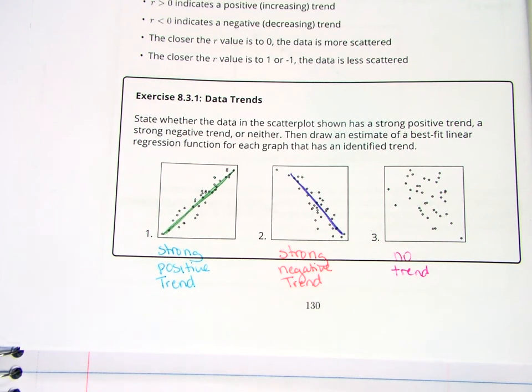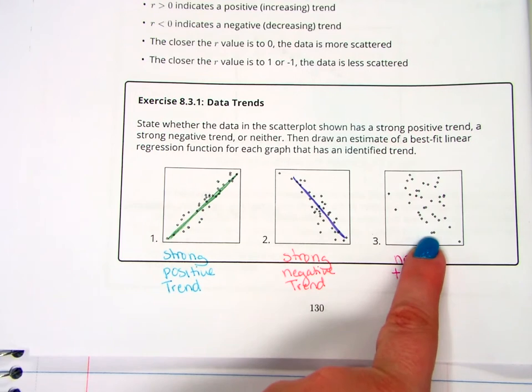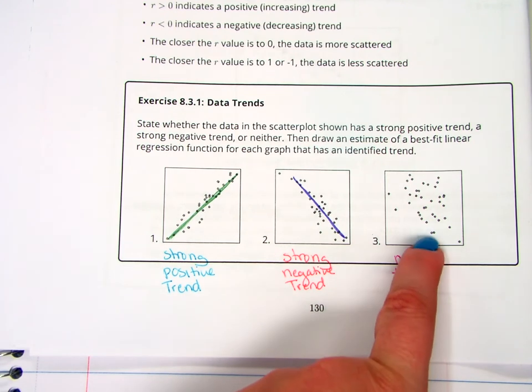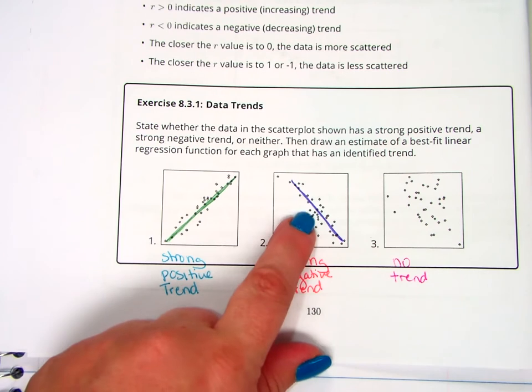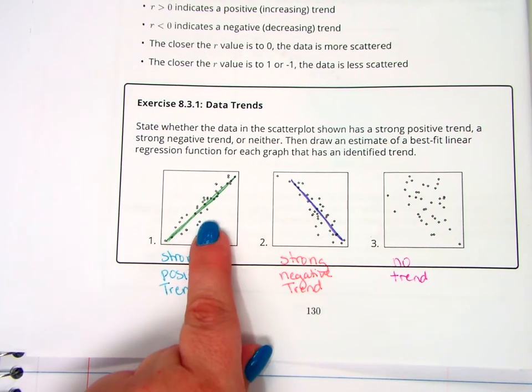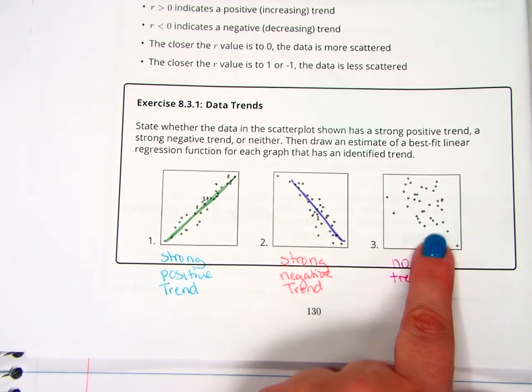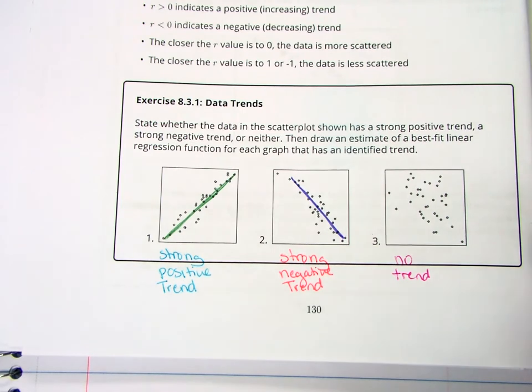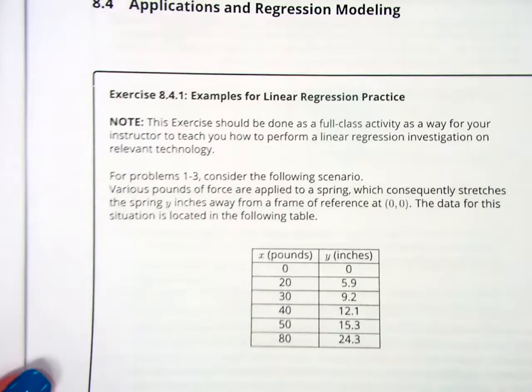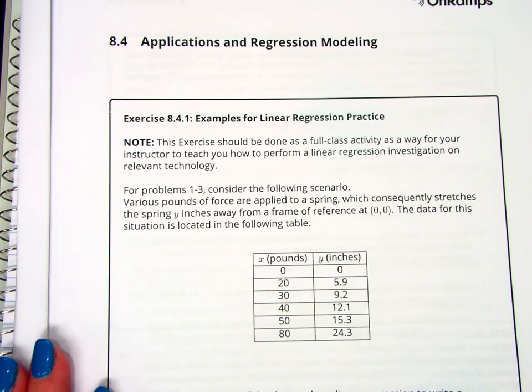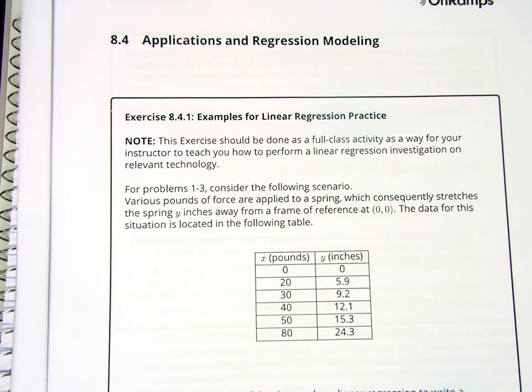Okay, and then on number 3, since there's no trend, I can't really draw a line of best fit. If I tried to use this data in a calculator to get a line of best fit, then I would end up with an R that is very close to 0. It wouldn't be close to 1. Here I'd be close to -1. This one would be close to +1, and then this one would be close to 0 because I have a weak trend there. Okay? So now we're going to look at exercise 8.4.1, examples for linear regression practice.